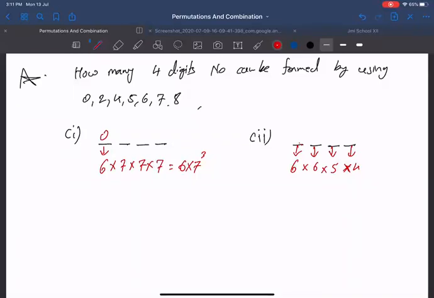Nahi, aise doubt poochega to chalega. Second part, aise koi problem nahi hai. Could you repeat? So, did you get the second part? Okay, fine. Now let us repeat the second part again.